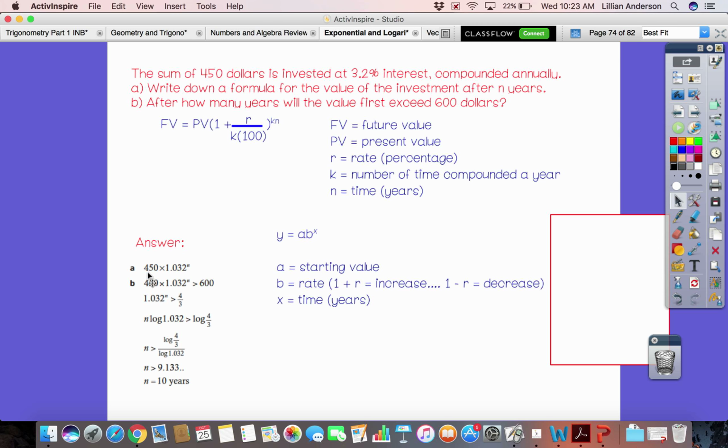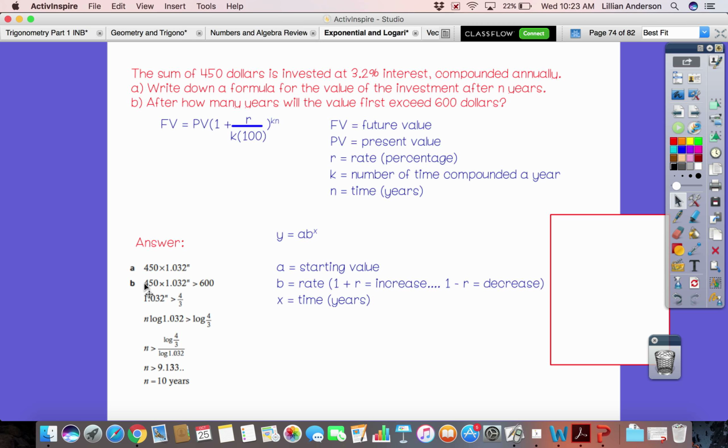Because it says to write down a formula for the value of the investment after n years. Well, you have 450 is what you started with, times 1.032. So, like I said, it would be 1 plus your rate. Clearly, your rate would be a decimal. And then you raise to the n power, where n represents your years. You would have gotten the same thing if you used this formula up here.